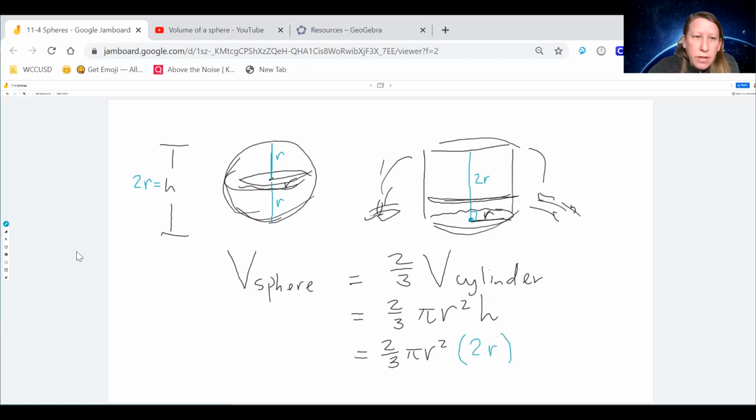I'm going to do some math. So the math is, I'm going to multiply 2 times 2, which is 4. I'm going to multiply pi times r times r times r. So that's going to be pi r cubed. Oh, and we need this third in here. It was 1/3 the volume. So the volume of a sphere is 4/3 pi r cubed. That's one way to look and come up with the formula using an experiment.